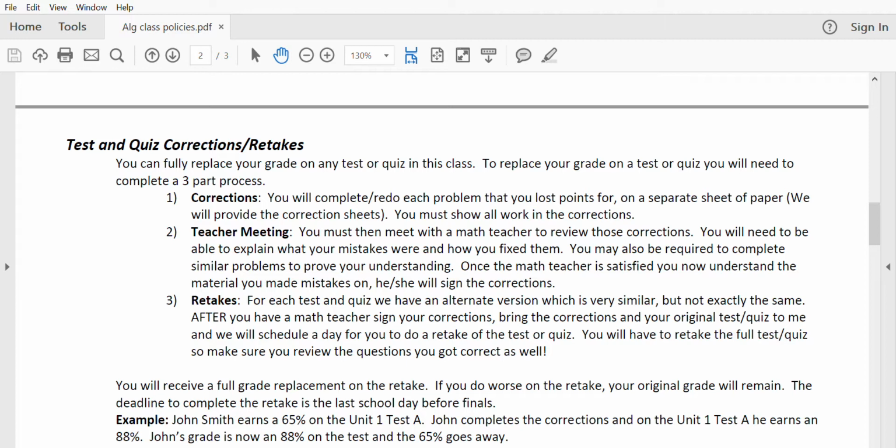The teacher may ask you to do more problems. They may ask you to explain your answers. But once that teacher is confident that you understand your mistakes, they will sign your corrections. Now notice, I don't say me.